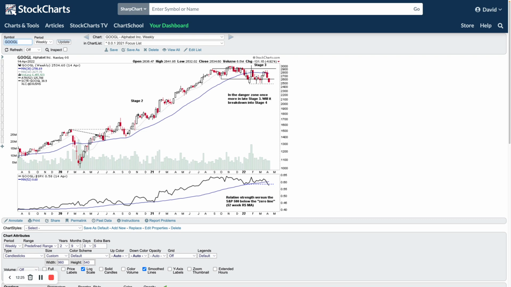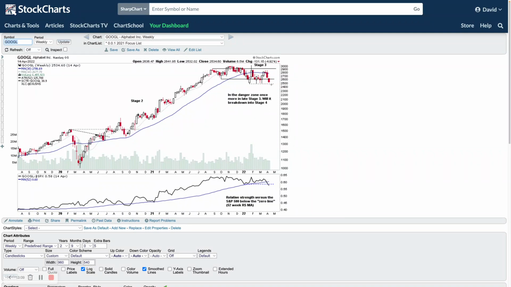If I go back to the weekly chart, you can see the 30-week moving average has just started to roll over in the last few weeks, so it's definitely in the danger zone. And at the same time, you can see the relative strength versus the S&P 500 has broken below the zero line. This blue line here is what we call the Mansfield RS zero line. It's the 52-week moving average of the stock versus the S&P 500. So when the stock starts to break below that, it's another way you can tell that you're in stage 3, as generally you don't move below that when you're in stage 2. Once you start to move above and below that, you tend to be in stage 3.